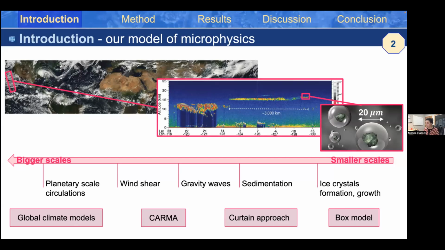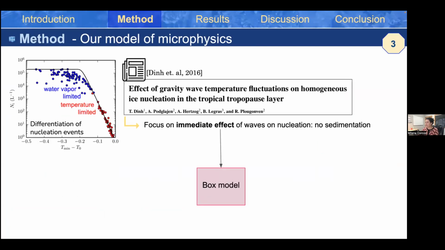And then we have bigger models that take into account the ice formation, growth, aggregation, sedimentation, and that can be linked to global climate models. But to assess the issue of the impact of small-scale dynamics on the macrophysics, we still need very precise information regarding the temperature variability generated. And so that led to the use of superpressure balloon observations for the gravity waves, for example, by Dean et al. in 2016, who used a box model to look at the effect of these waves on ice formation right at the nucleation.